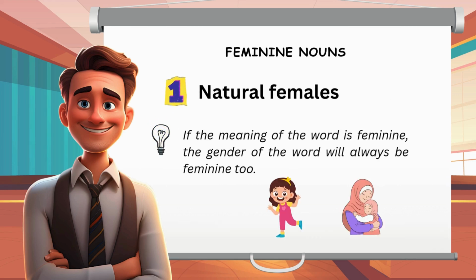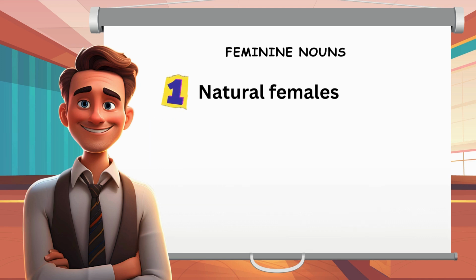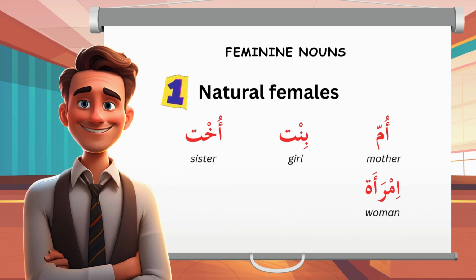Nouns in Arabic are feminine when they refer to natural females. If the meaning of the word is feminine, the gender of the word will always be feminine too. Here are some examples. Mother, بنت, girl, أخت, sister, امرأة, woman, زينب, Zainab, مريم, Maryam.